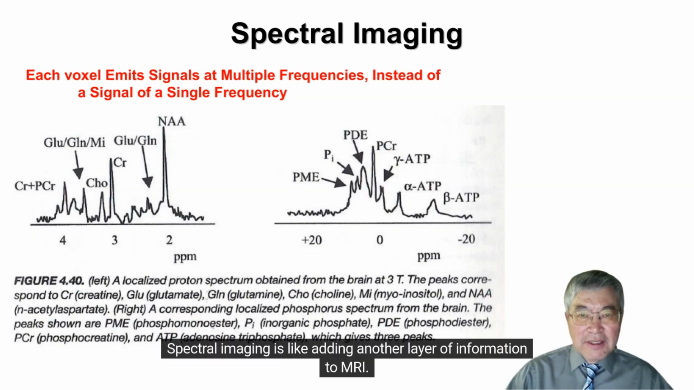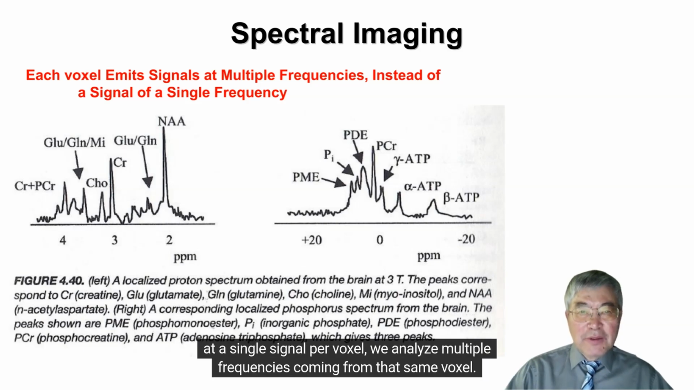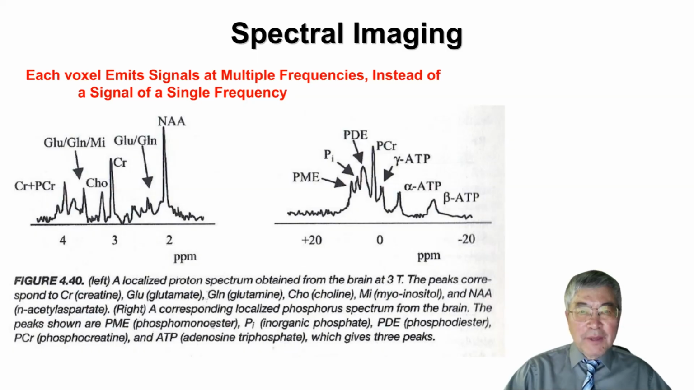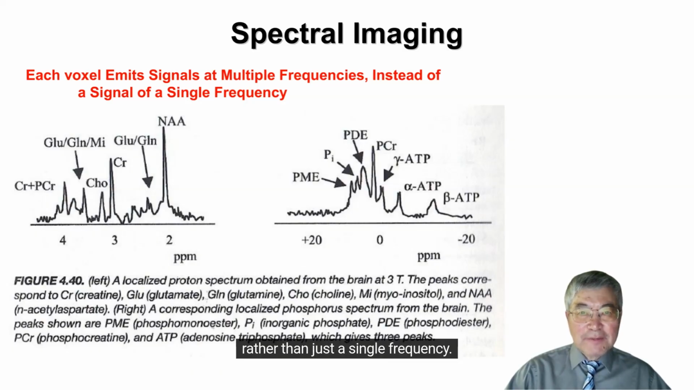Spectral imaging is like adding another layer of information to MRI. You can think of it as extending the same Fourier-based idea we've been discussing, but now, instead of looking at a single signal per voxel, we analyze multiple frequencies coming from that same voxel. Let's pay attention to the sentence highlighted here. Each voxel emits signals at multiple frequencies rather than just a single frequency.